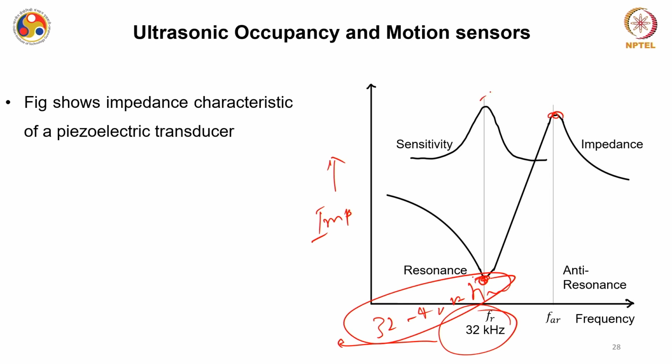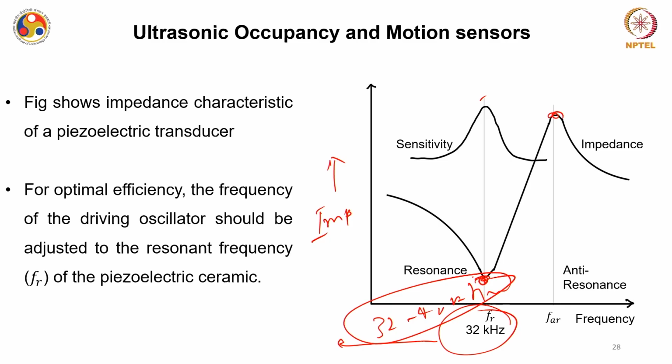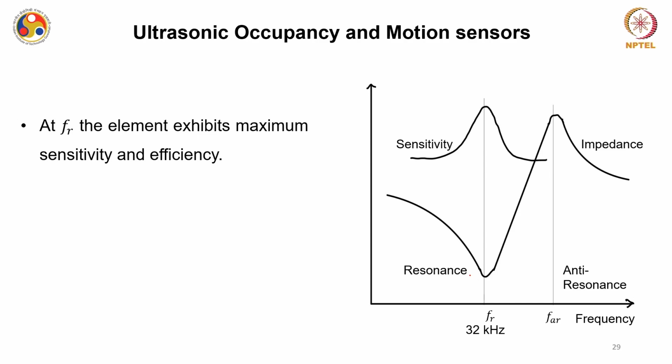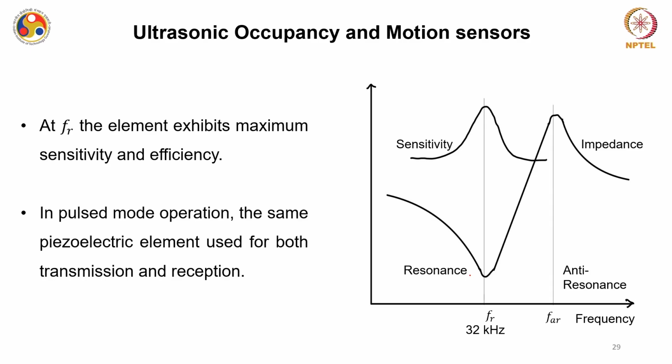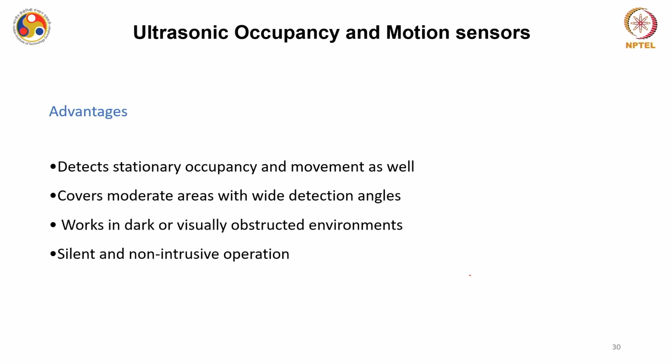At resonance frequency you have the highest sensitivity of the devices, and that's why most of them work around this. Of course, the impedance is minimum at this. So for optimal efficiency, the frequency of the driving oscillator should be adjusted to the resonance frequency of this piezoelectric ceramic. At this particular frequency, the element exhibits maximum sensitivity as well as maximum efficiency. So in pulse mode operation, the same piezoelectric element can be used for transmitter and receiver, as we have discussed. The advantage of these devices is they can detect stationary occupancy as well as the movement.